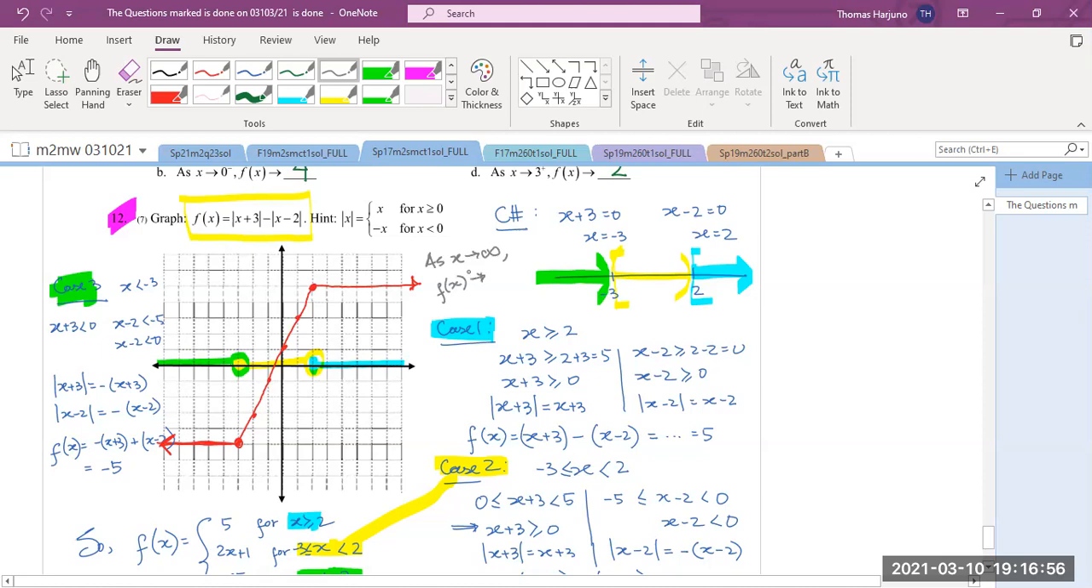I said goes to positive infinity or goes to negative infinity. The answer is neither one. It actually goes to 5. As x approaches infinity, the value of y is already 5 all the way. So very, very far to the right, it's a constant function. You see?